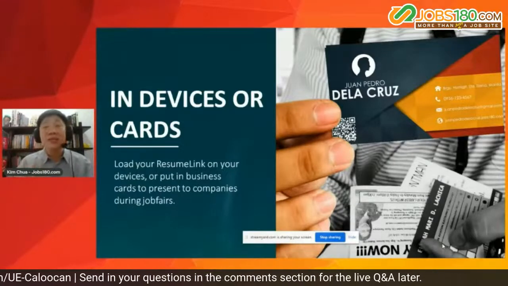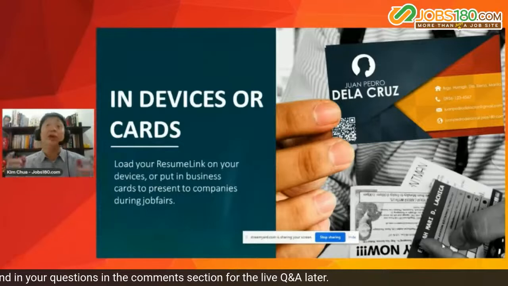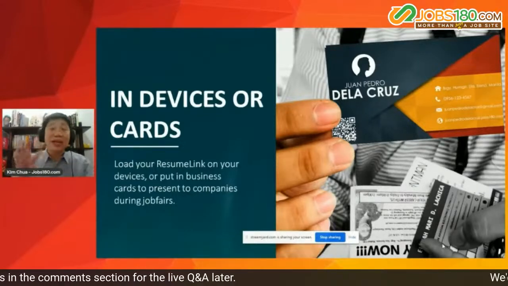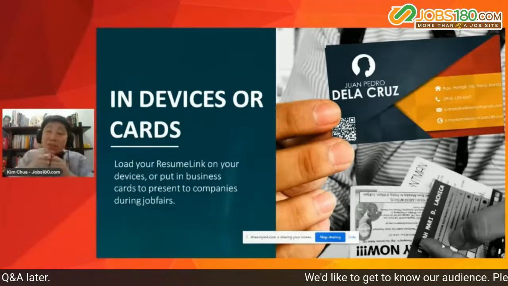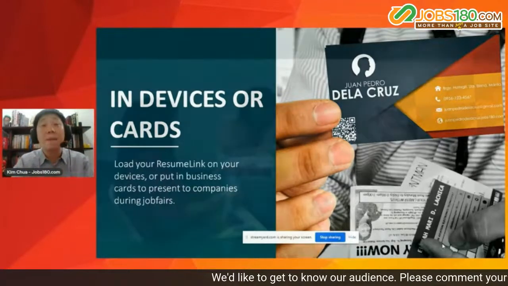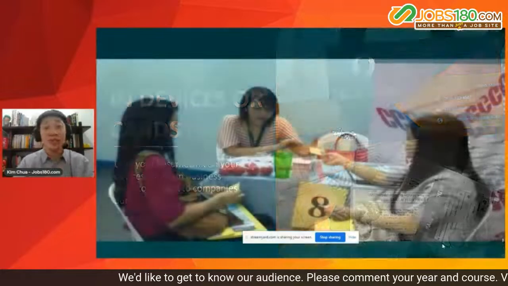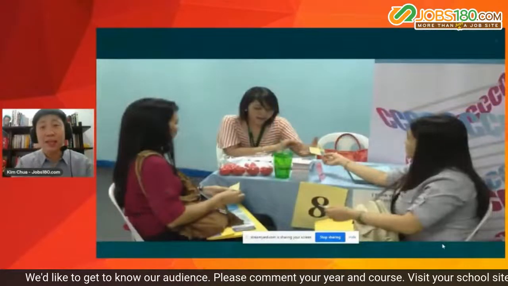At ang importante lang ilagay mo dyan sa resume link card mo ay syempre ang inyong resume link. Diba? So, hindi mo na kailangan ilagay lahat ng details mo sa resume sa loob ng maliit na papel. Lagay mo lang resume link mo. And that is what you now give to the companies when you start applying. Look at the picture I'm showing you. Diba? Tipid. Hindi lang tipid.